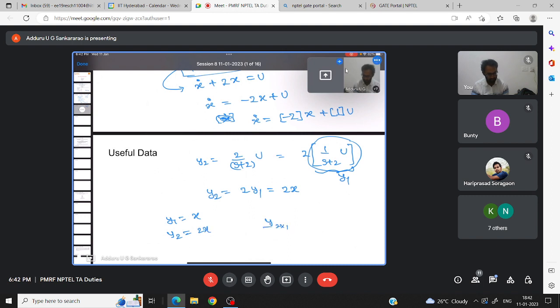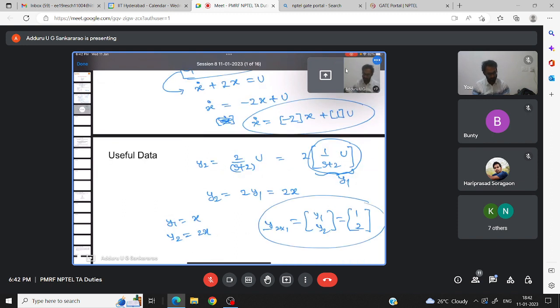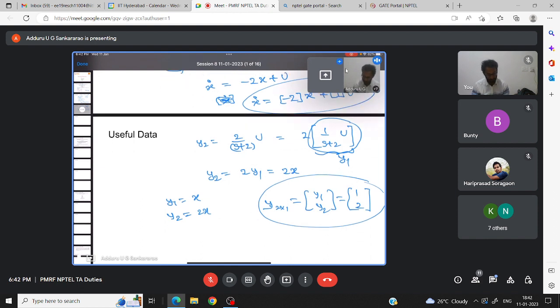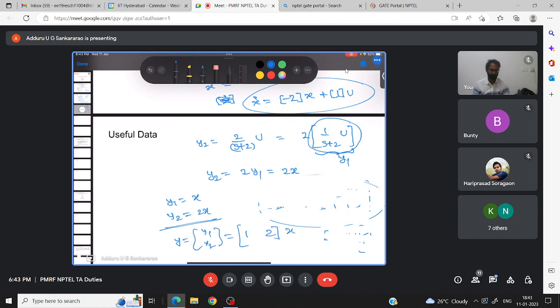That means the y vector is y1, y2, which is 1 comma 2 into the state vector x. This is the state vector, and this is the output vector. Sorry, I wrote it wrongly. How to represent this in the form of a matrix? So I can say y is y1 y2, and this I can represent in the form of 1 comma 2 into x. Okay, right?